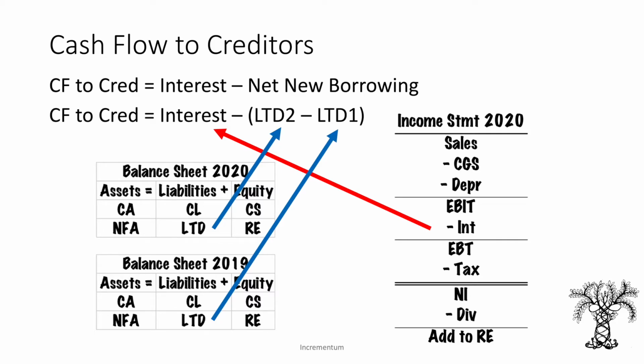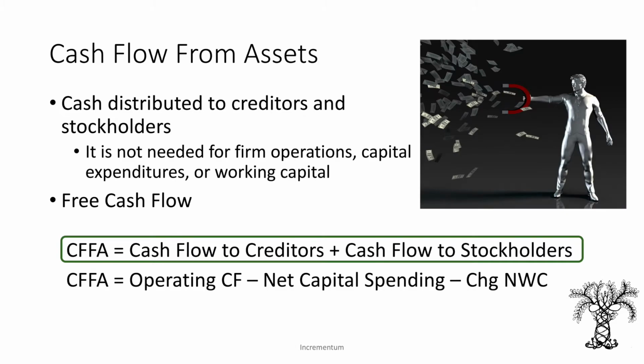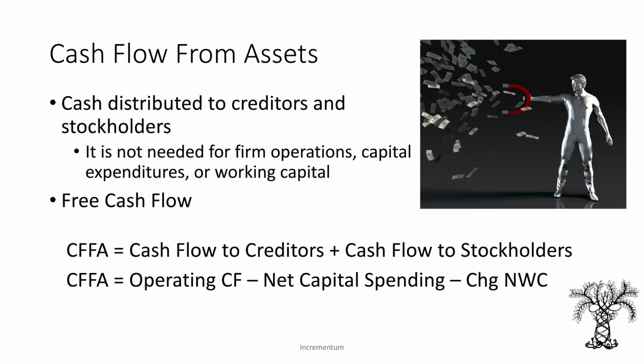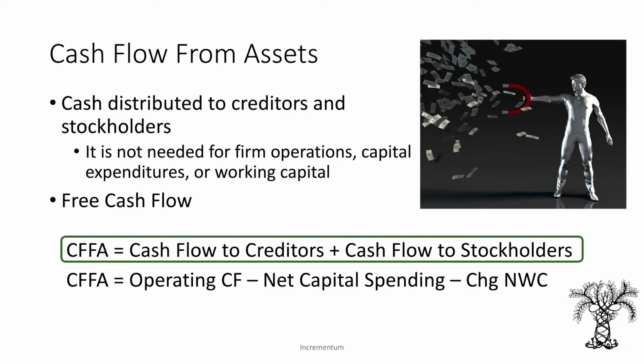So you're going to need the income statement for the year you're looking to calculate cash flow to creditors, and you're also going to need 2 balance sheets, the current year and the prior year. Remember, we're trying to calculate cash flow from assets using this first equation, cash flow to creditors plus cash flow to stockholders. We've just talked about how to calculate cash flow to creditors. Now we're going to move on to calculating cash flow to stockholders.